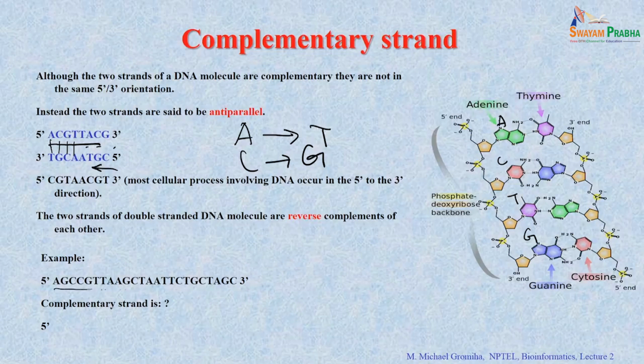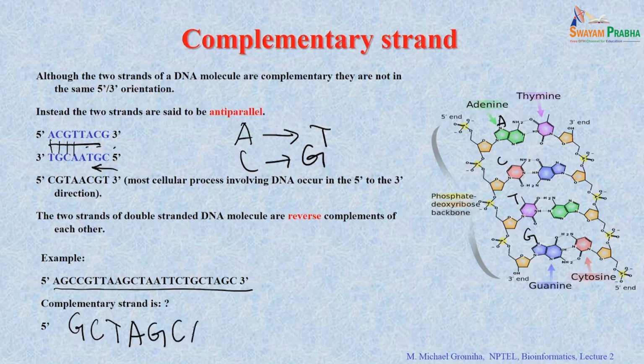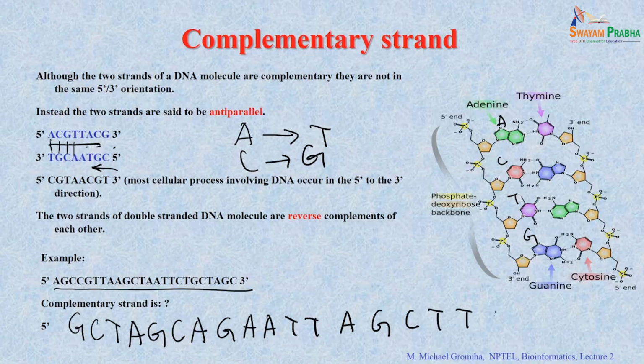Now I give this example, this is a sequence. What is the complementary strand from the 5 prime 3 prime direction? G, C, T, A, G, C, A, G, A, T, T, A, G, C, T, T, A, C, G, G, C, T. So you have to get the pair and do the reverse direction. Right, this is the complementary strand.